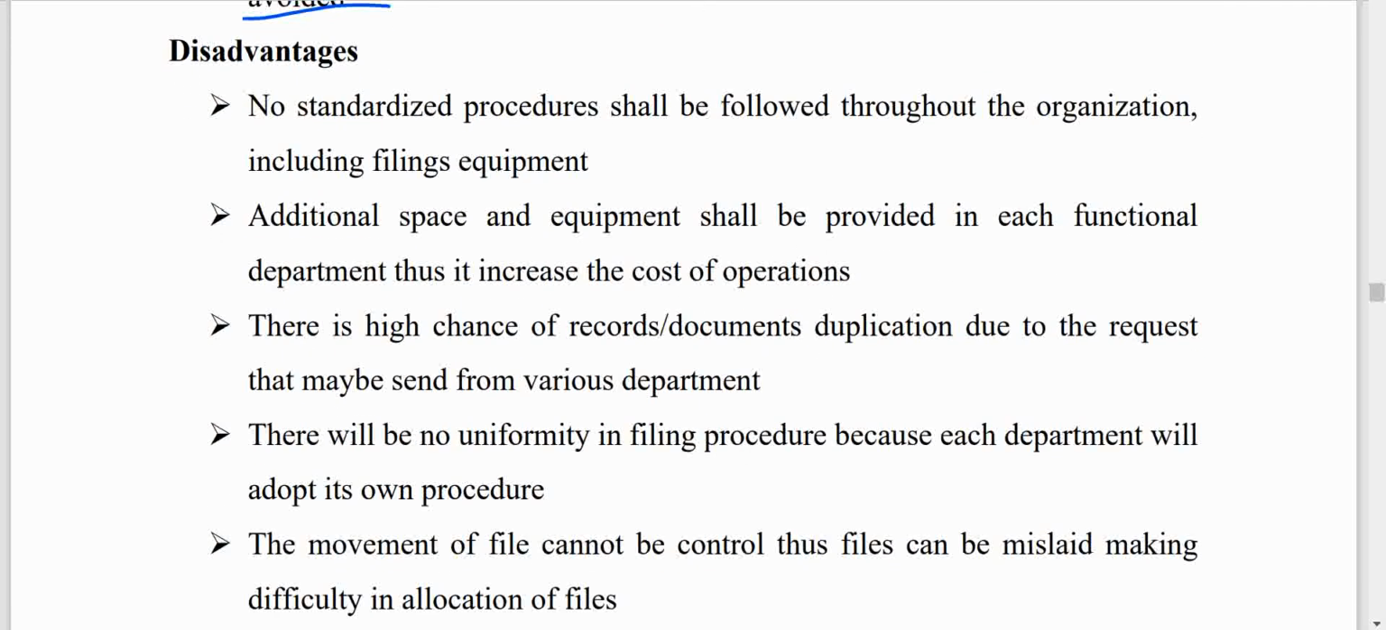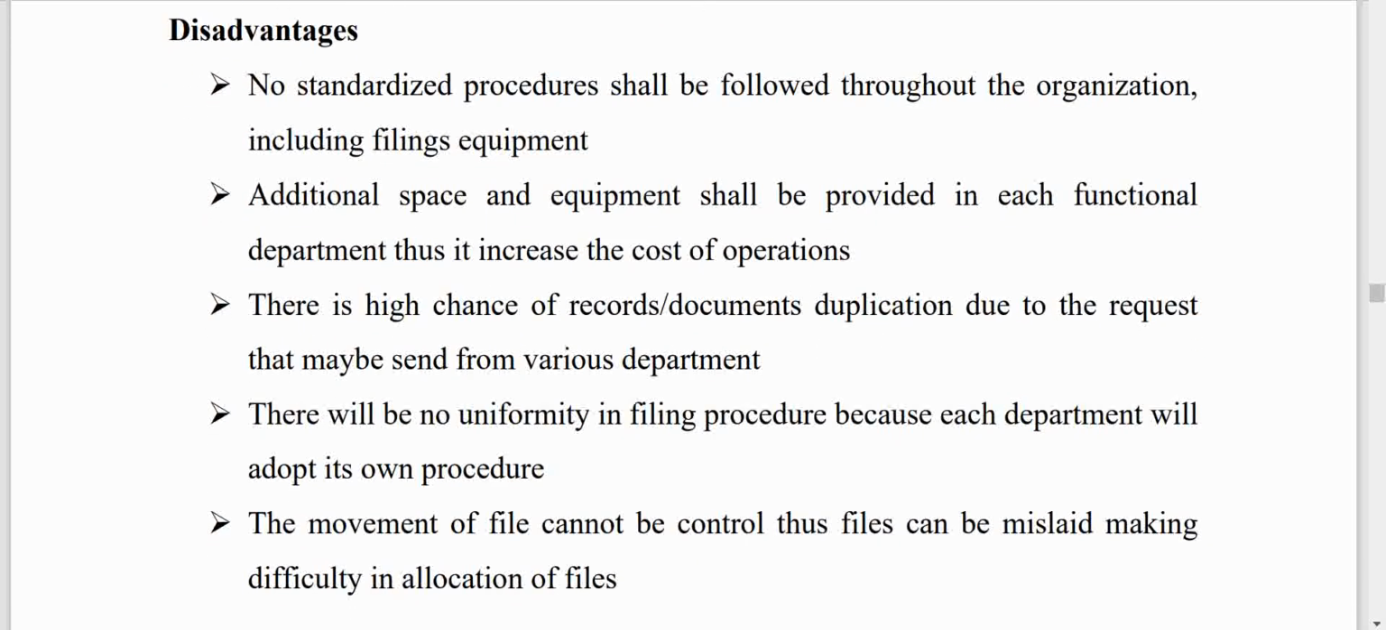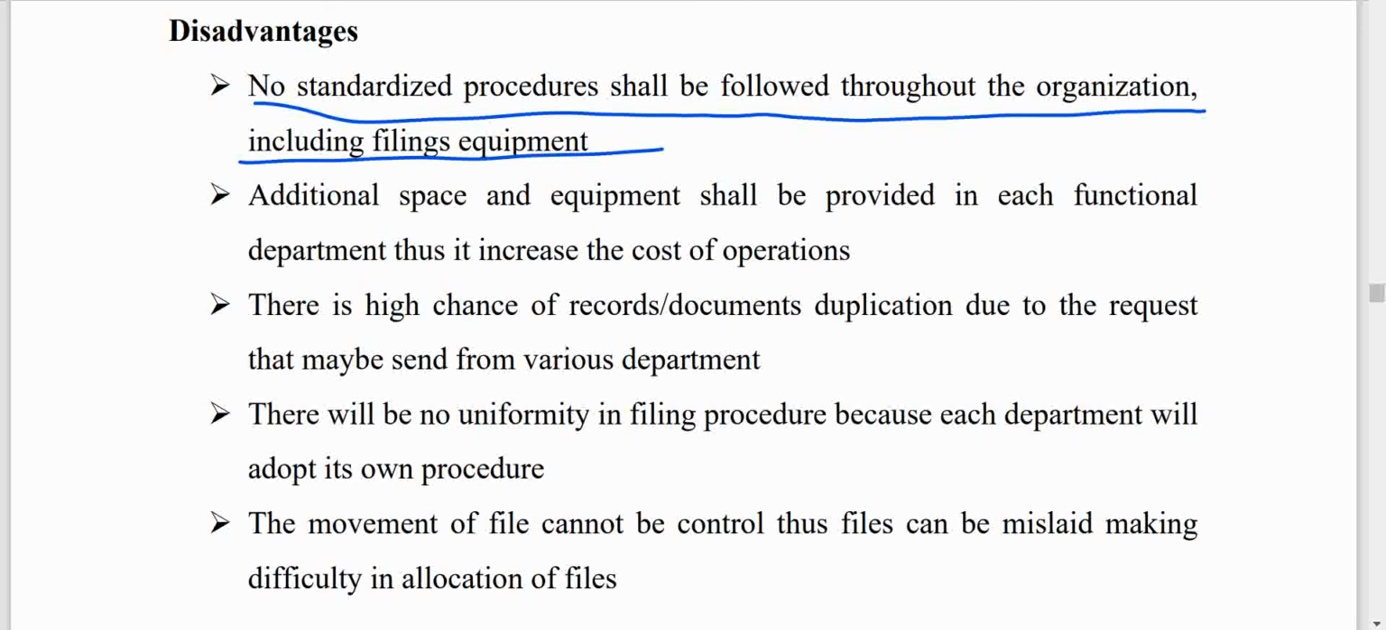The disadvantages: one, no standardized procedures shall be followed throughout the organization, including filing equipment. There will be no standard systems. Some people will be using alphabetical filing, other departments will be using numerical. Others will choose any system that they are used to, that is what they would wish. So standardization may not be there.